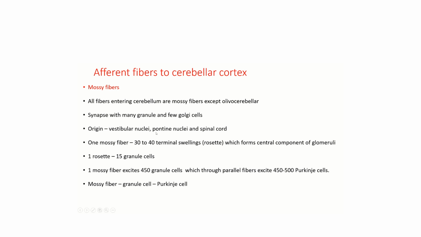Origin is from vestibular nuclei, pontine nuclei, and spinal cord. One mossy fiber will terminate into 30 to 40 rosettes, which form the central component of glomeruli. One rosette is surrounded by 15 granule cells. One mossy fiber excites 450 granule cells, which through parallel fibers excite 450 to 500 Purkinje cells. So the pathway to the Purkinje cells through mossy fibers has an intermediate cell called the granule cell: mossy fiber, granule cell, and Purkinje cell.